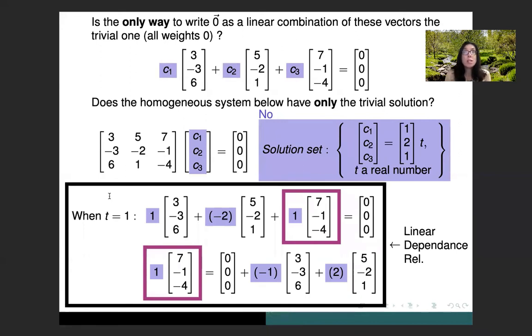Let's look more closely at the first linear dependence relation, the one with t equal to 1. We could solve this relation for the vector (7, -1, -4) to see a way to write the vector (7, -1, -4) as a linear combination of the other vectors in the set, tying back to our original characterization of linear dependence. We can see now that the vector (7, -1, -4) is in some sense extra because it can be formed as a linear combination of the others in the set.